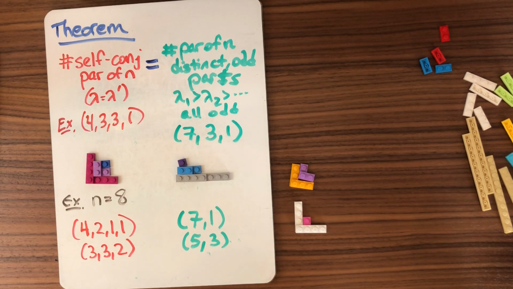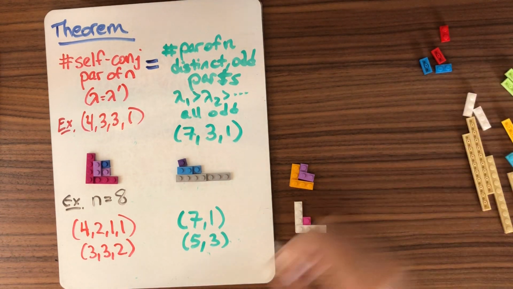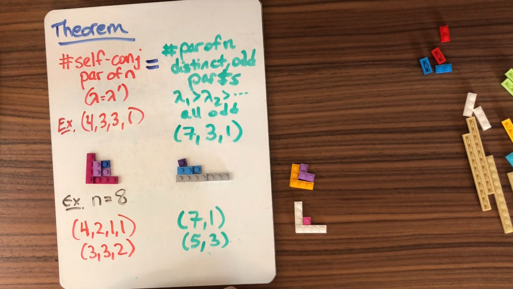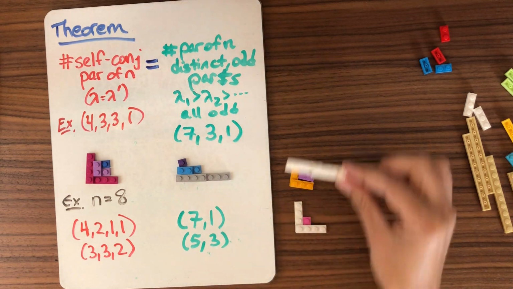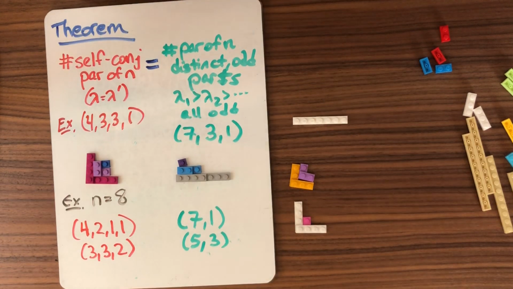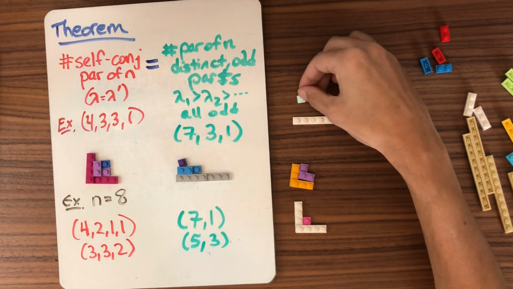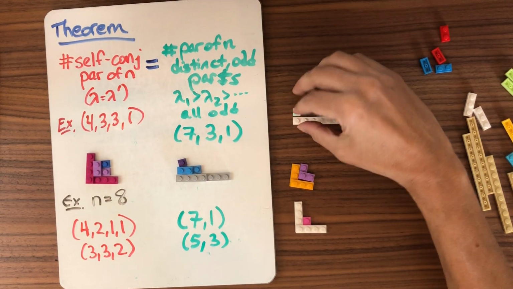Let's see. I want 7, 1. So again, Lego doesn't make these odd ones for us. So I'll take this guy as 2. So this makes 7 because this was 4 and 4 minus 1. And somehow I am eternally running out of these 1 by 1s, but here's the 1. Okay, 7, 1. So I've made the 7, 1.